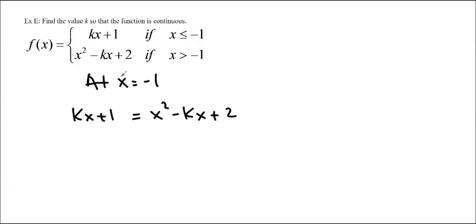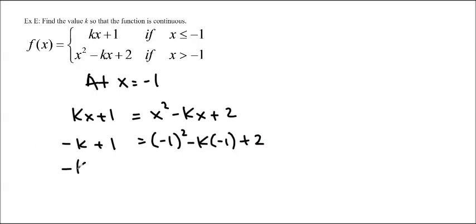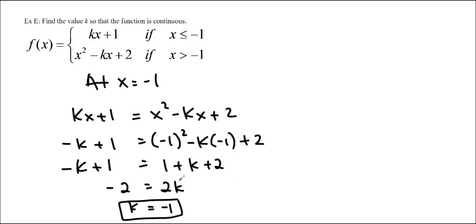So I'm going to substitute x equals negative 1 in here. So I've got negative k plus 1 is equal to negative 1 squared minus k times negative 1 plus 2. So we can leave that one alone and just simplify this side, 1 plus k plus 2. And then you can move the k's to the left side and the numbers to the right side, but I'm going to actually do it the other way around because it doesn't really matter. So I'm going to get 1 minus 2, which is negative 2, equals 2k, because k plus k is 2, and so k equals negative 1. And that is where this function is continuous.